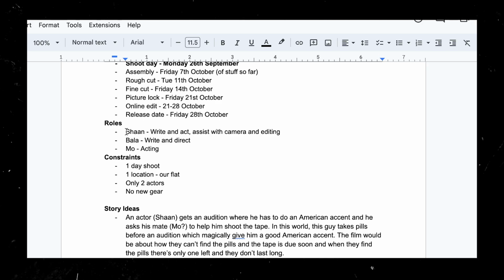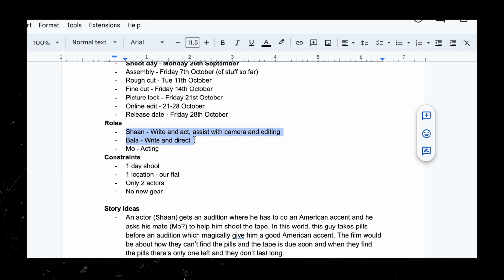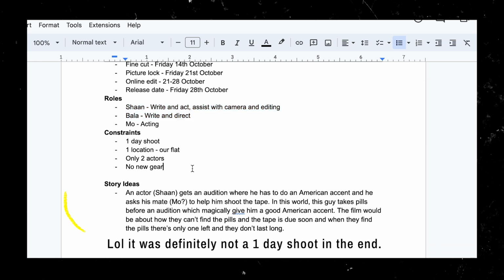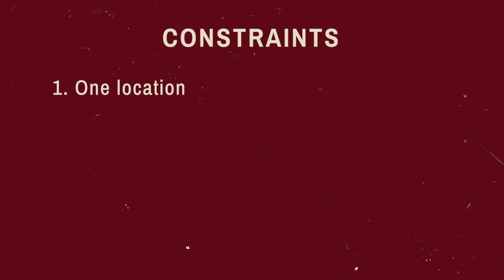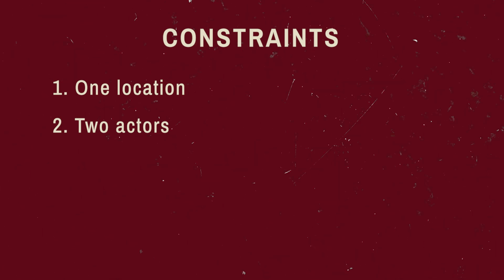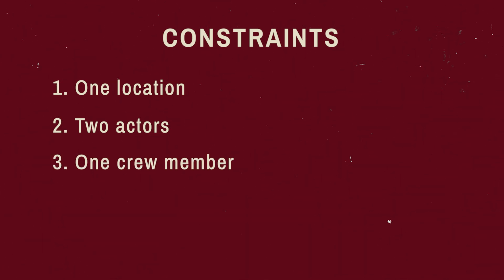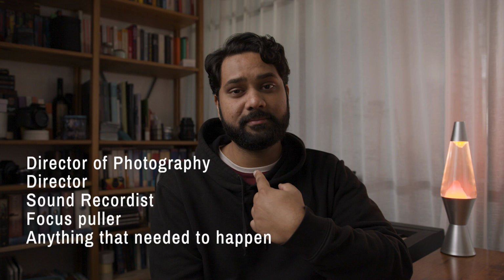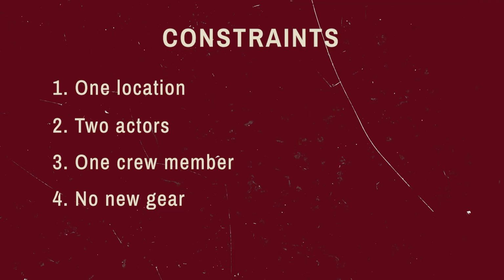My friend Sean and I wrote this film together and made it as a project for him to act in and for me to shoot and direct. We used a Google Doc to work together, and that's where we dumped all our ideas, starting with the constraints. For the self-tape, we decided these were the constraints. Only one location, our house. Only 2 actors, Sean and Mo, both friends of mine who would be happy to work for free. 1 crew member, me. I would shoot, direct, record sound, pull focus, and do anything that needed to happen that wasn't on screen. No new gear.